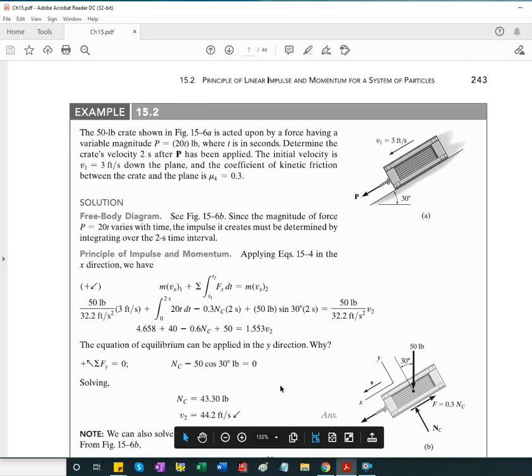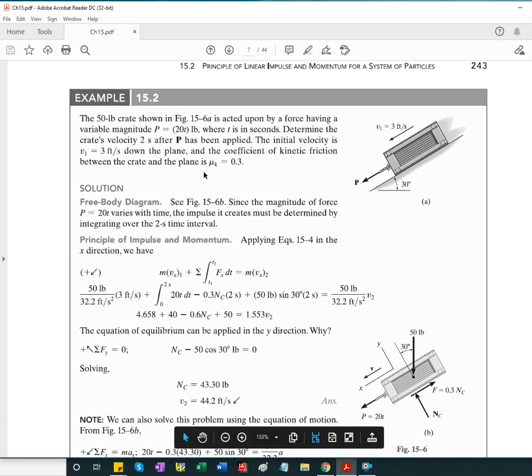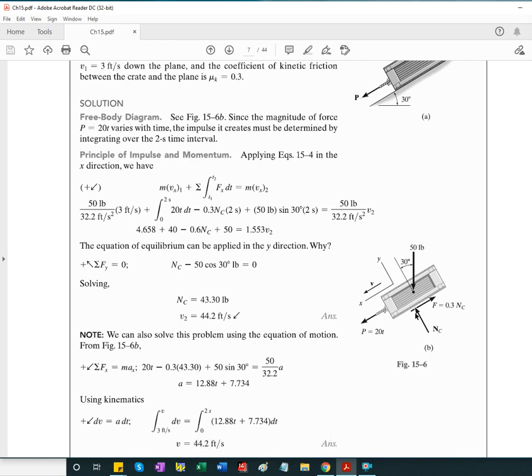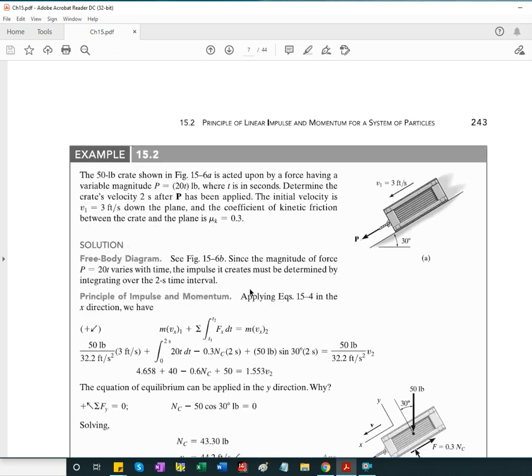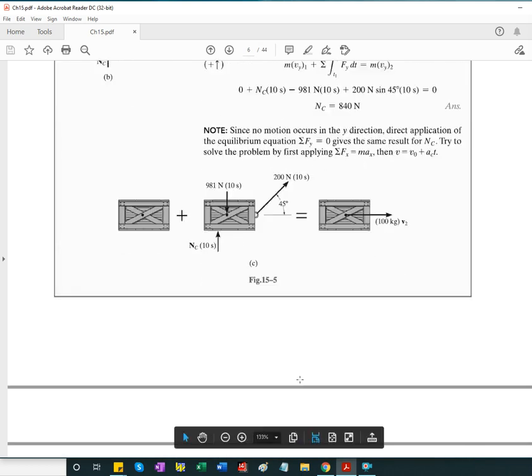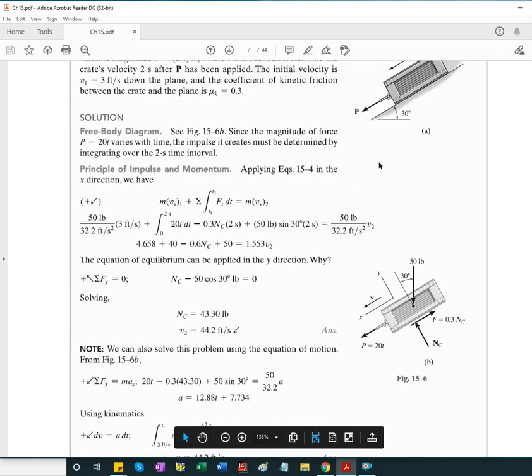Another problem with a crate and a force, and here, in addition to the load applied, we have the component of the weight along the incline that's contributing linear impulse, and then there's friction, which opposes motion. It is not from rest; rather, there is an initial velocity v1. In a sense, it's the same type of problem with two additional external forces acting upon the crate.